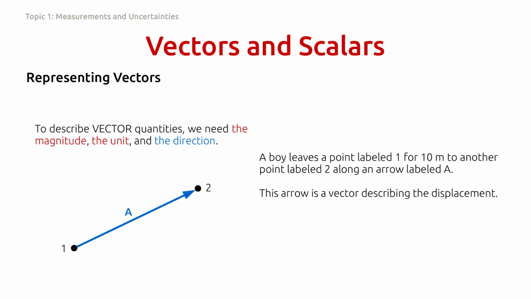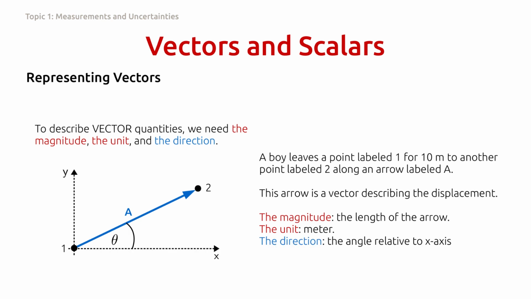We name a vector with a single letter. In a textbook, the letter is printed in boldface. This is to emphasize the distinction between vectors and scalars, to remind us that vectors are not the same as scalars. The length of the arrow is the magnitude. The arrow in this example is scaled to represent 10 meters, so the unit is meter. What about the direction? The direction is basically the direction of the arrow. The angle formed by this arrow and the x-axis is frequently used to describe the direction mathematically.